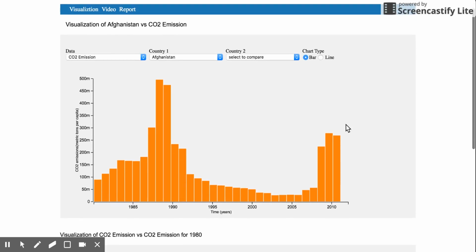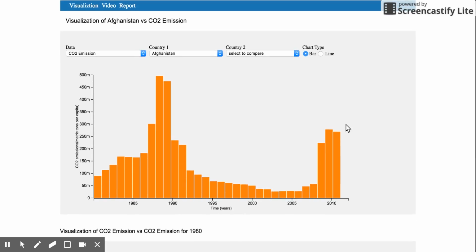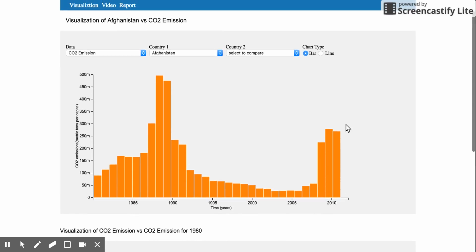So let's look at the visualization. This visualization has two parts. First is a visualization which has a bar and line chart, and what it does is you can select any type of energy and compare it with any country from the 1980s to 2012. So let's go ahead and compare countries. Suppose we choose CO2 emission.